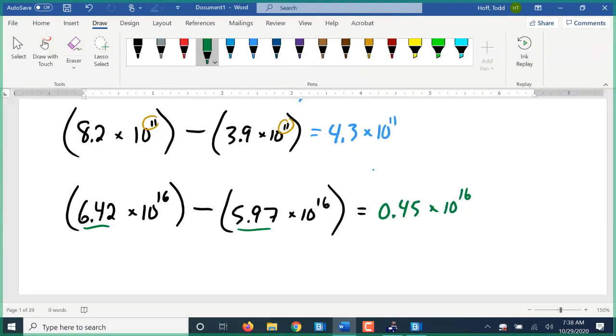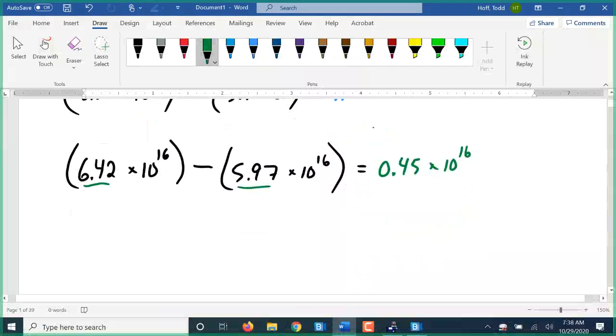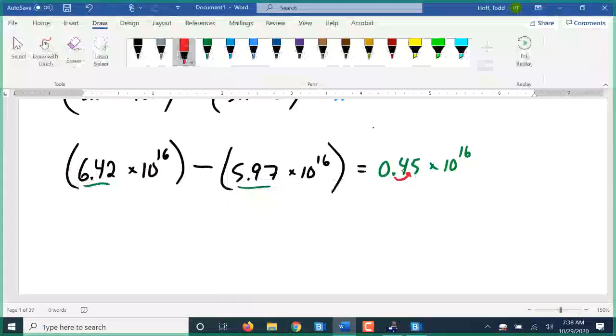Now, once again, we have improper scientific notation here. We have only zeros in front of our decimal point. So here we have to move the decimal point the other direction to make that 4.5. Well, in this number, the count got larger, so the name gets smaller. 16 minus 1 is 15, so that's 4.5 times 10 to the 15th.